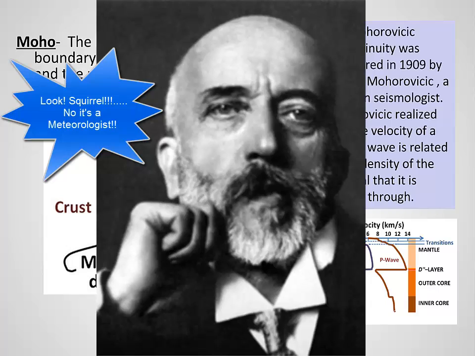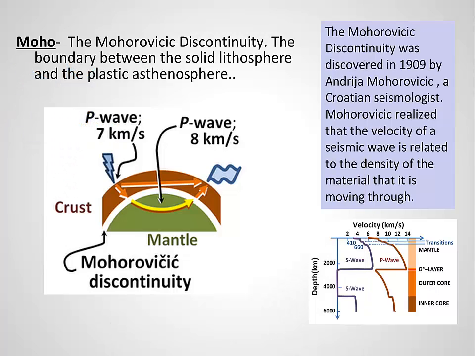And we'll talk about a lot of geological discoveries that were made by meteorologists because they don't have enough to do because they're always forecasting the weather wrong. I'm kidding. So the Mohorovičić discontinuity is the boundary between the solid rock and the more plasticky rock. And it was discovered when Mohorovičić discovered that seismic waves were changing speed.